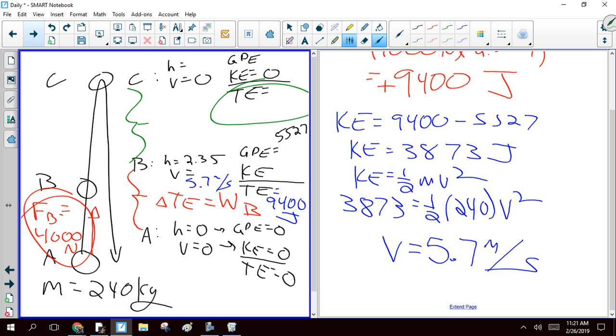So what's the total energy up here, you guys? Same thing it was there. Does that make sense, you guys? Oh, and if the KE is 0, then the GPE must be 9,400, and we can find our height.